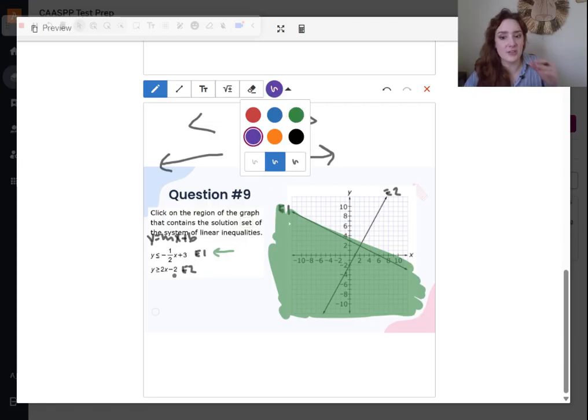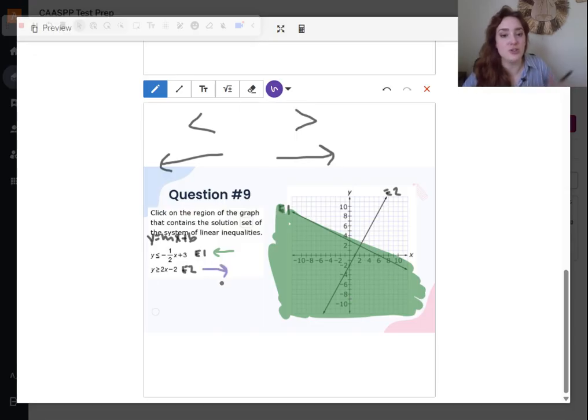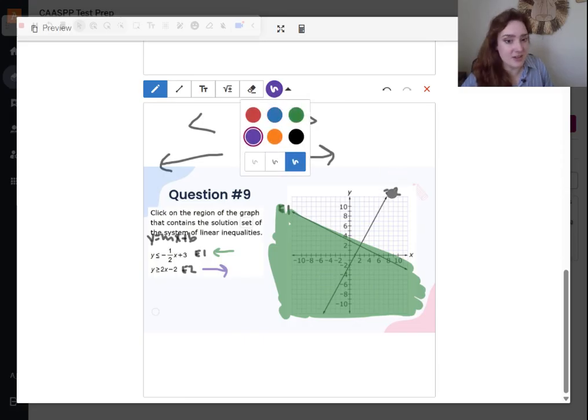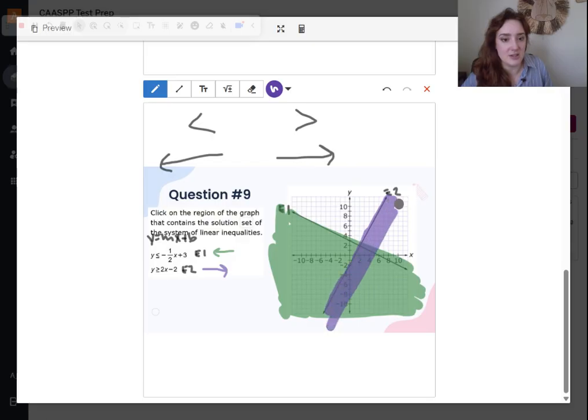We've got greater than or equal to, but again, that didn't bother us because they made the line solid. If it was a less than, it would be a dotted line, in case they ask you that. All right, greater than or equal to, greater than, we're shading to the right. So now we're going to find our line, equation 2, and we're going to shade to the right of equation 2.